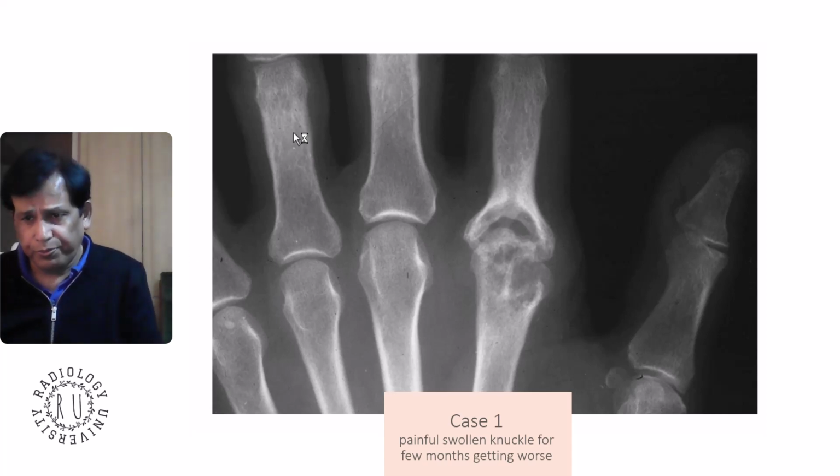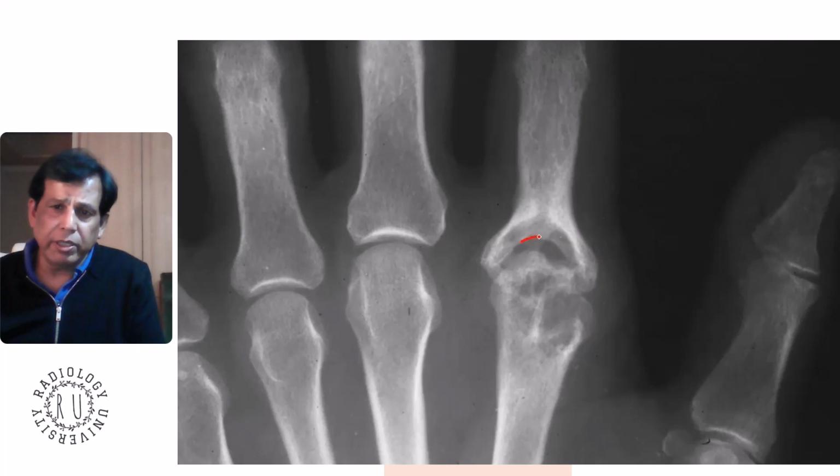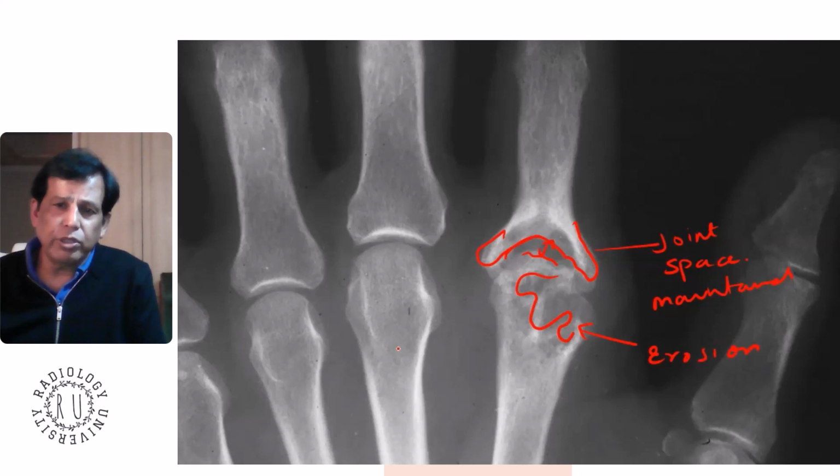You can also have a look on your own at what you think. So it is a monoarticular arthropathy. As I said to you, this is an arthropathy involving the MCP joint. The joint space looks to me like it is still there. So the joint space is not lost, but I can see a scalloping of the bone here, and I can see a lot of erosions there. I can see erosions here, here, and here.